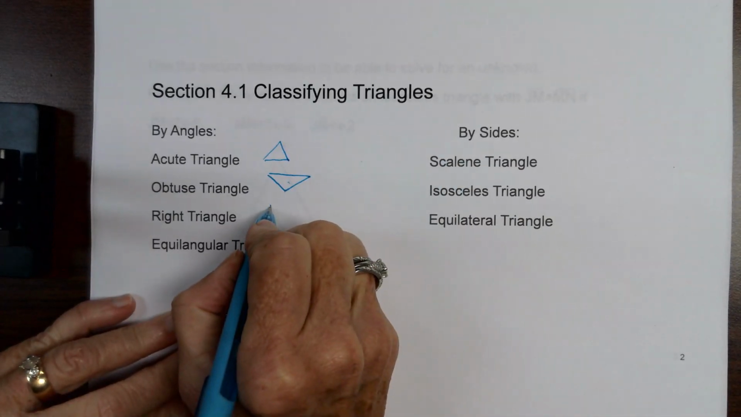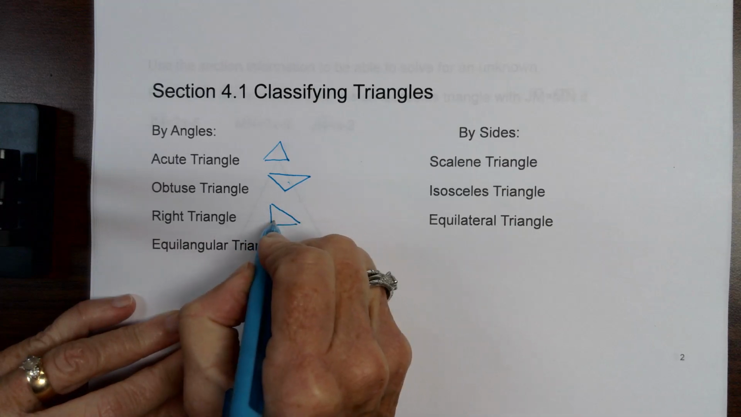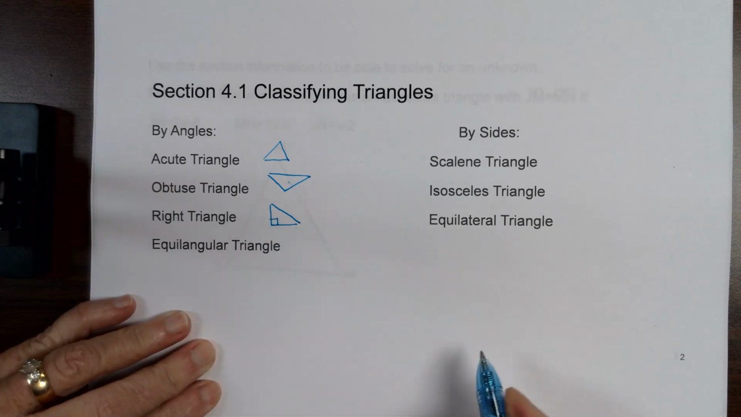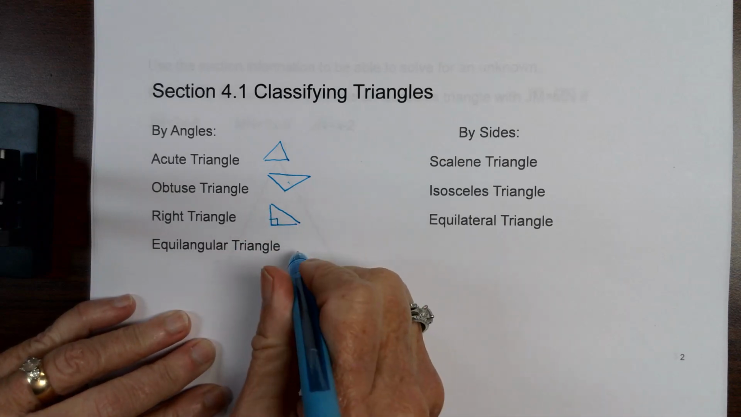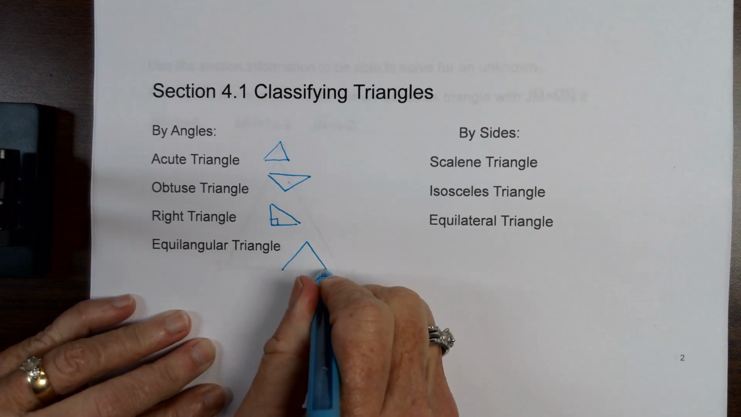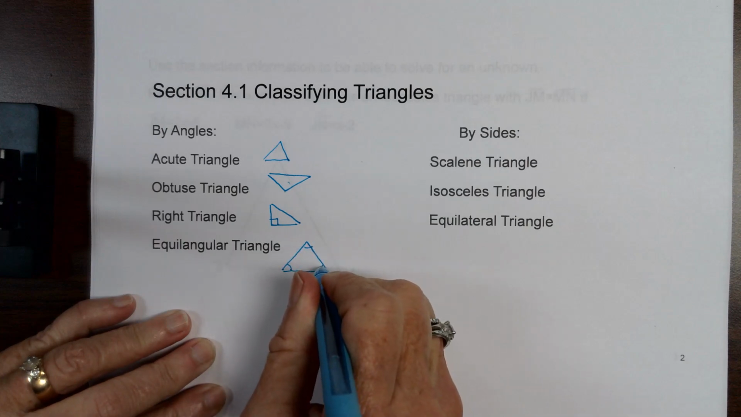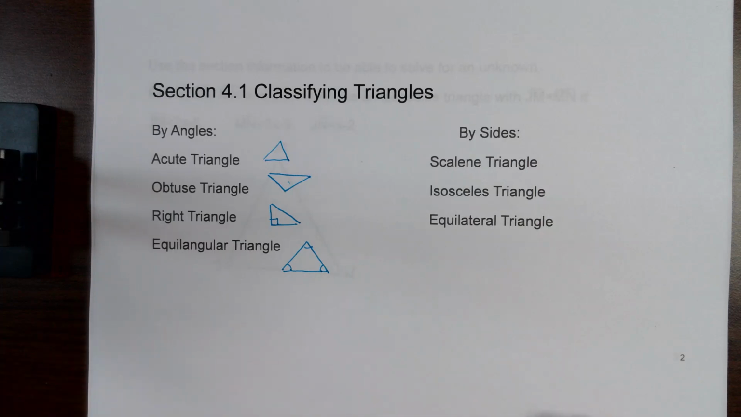Then you have a right triangle that has one right angle in it, and the other two would be acute angles. And then you have an equiangular triangle, which means that all three angles are congruent. And we learned later on in the chapter that that means that all three angles are 60 degrees.